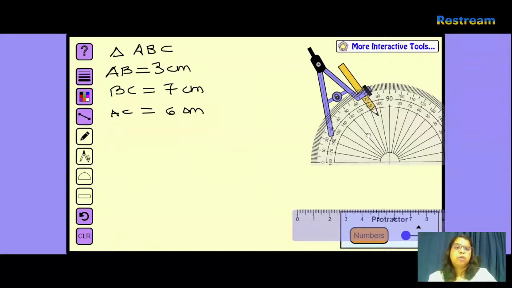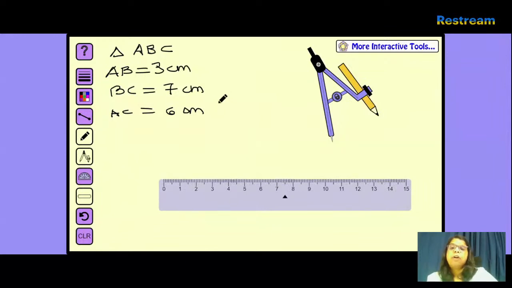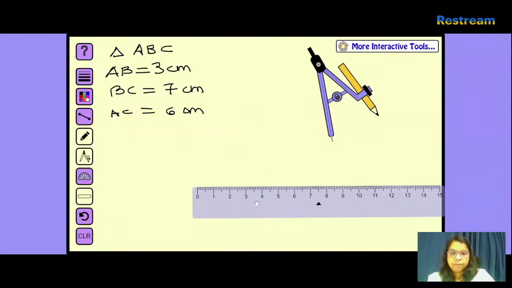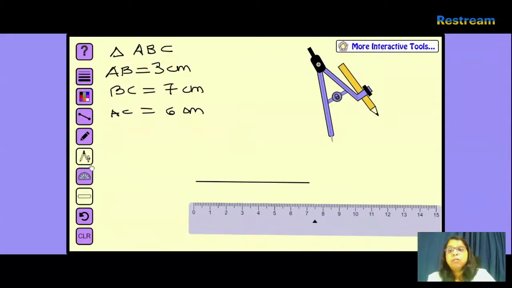Now I don't need a protractor anymore. I always start with the bigger side, because the triangle looks nice and it is easier to draw with the bigger side. So I will take my scale and draw a 7 centimeter line. Now I will name it. Always name your sides. So my 7 centimeter side is BC, and I will write 7 centimeters over here.